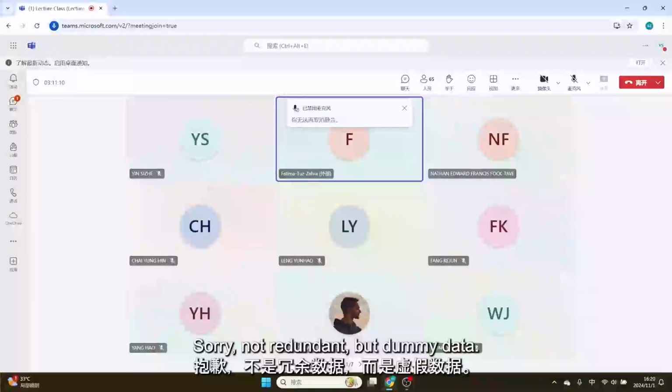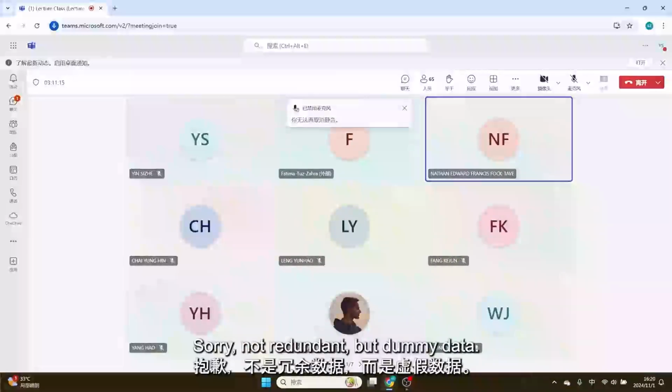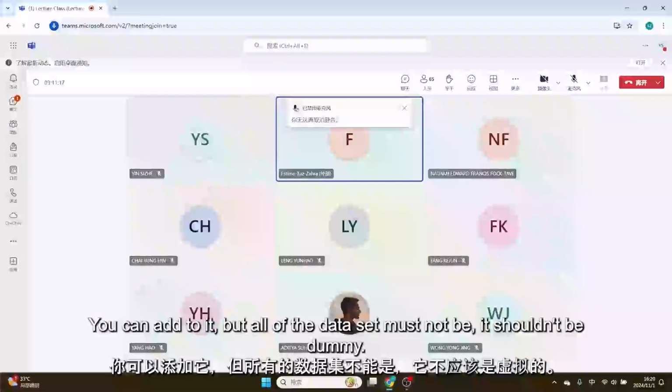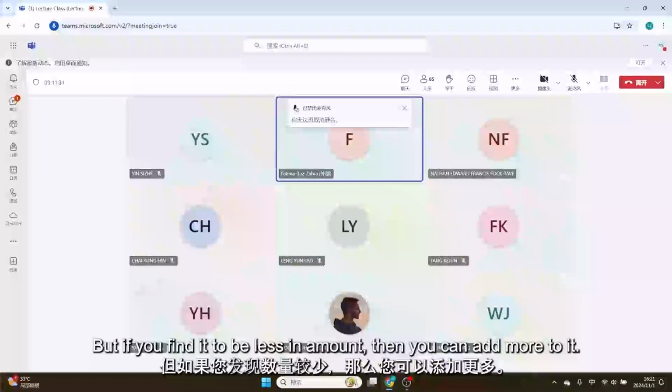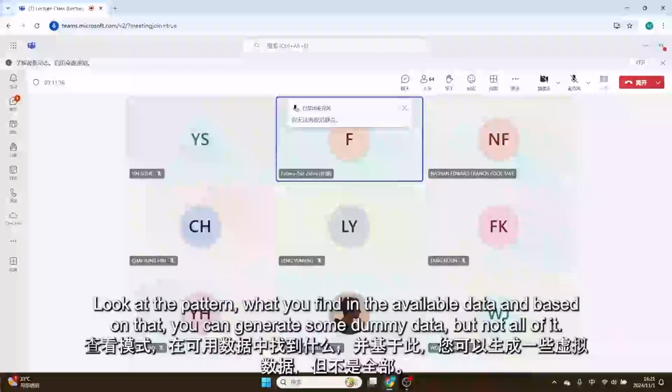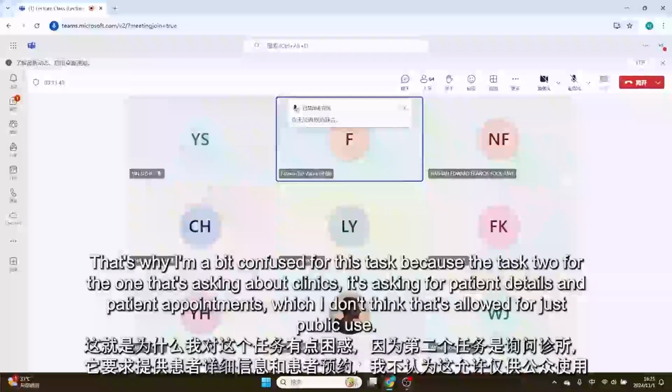Not redundant, sorry, but you can add dummy data to it. You can add to it, but the whole data set shouldn't be dummy. It should be based on the patterns you explore in the data that is available to you. If you find it to be less in amount, then you can add more to it. Look at the pattern you find in the available data, and based on that you can generate some dummy data, but not all of it. Then you have to explain.